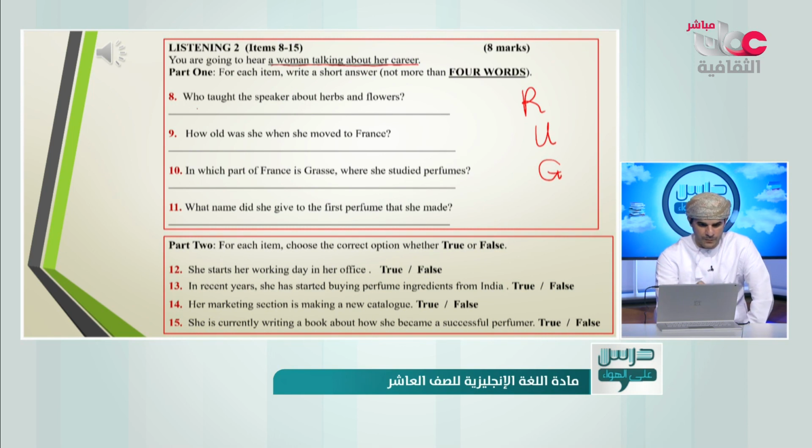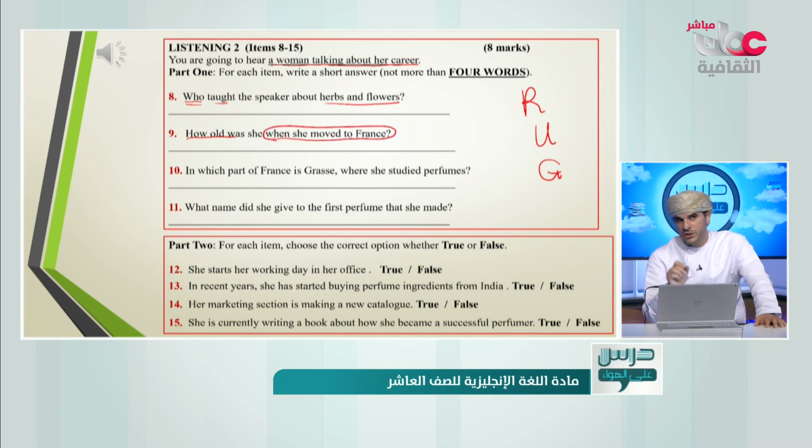Who? So let's focus here. Who? So here he is asking about somebody. Very good. A person who taught the speaker about herbs and flowers. So here maybe a name, maybe somebody in the family or a friend. Number 9, how old was she when she moved? How old means what? Asking about the age. So there is a number. You have to write a number here. Was she when she moved to France? Be careful. When she moved to France, not before.